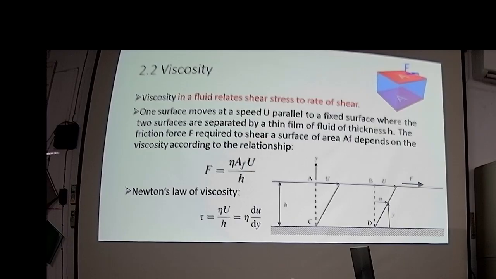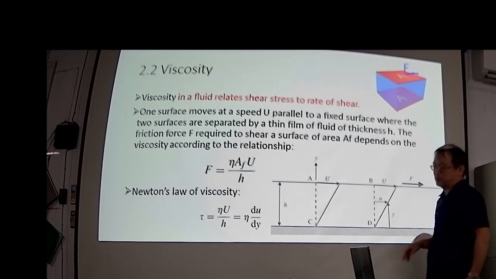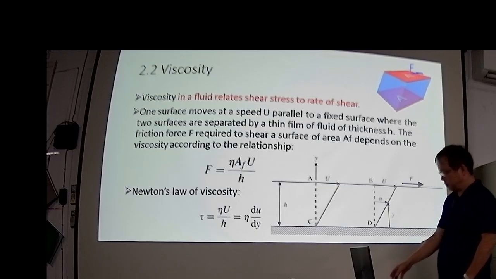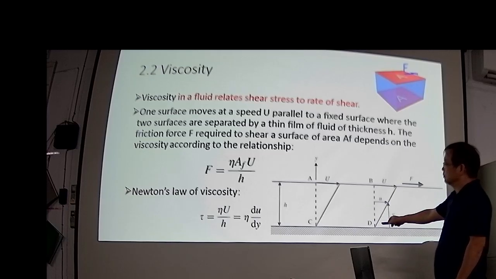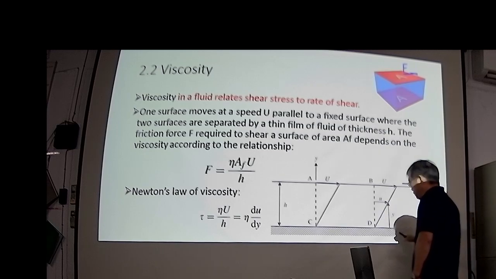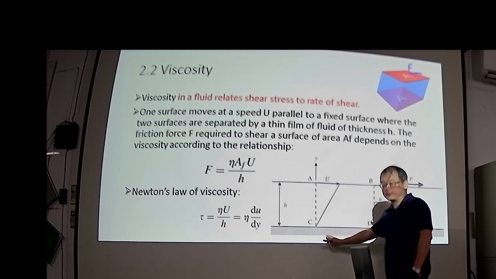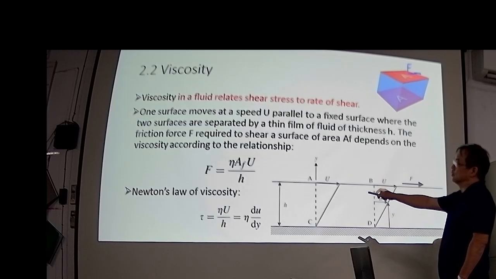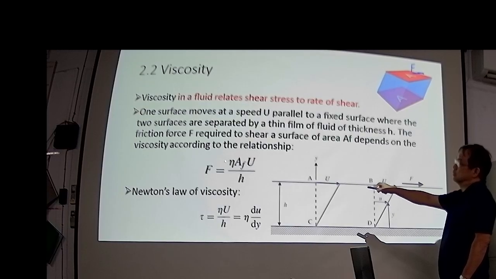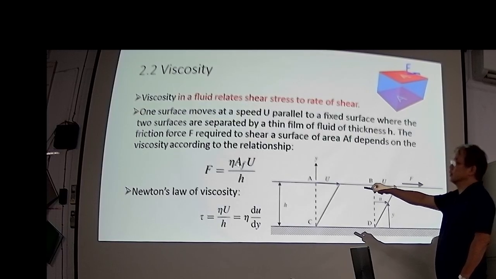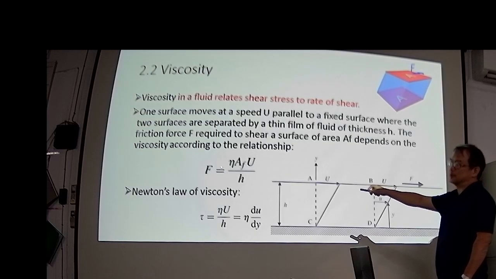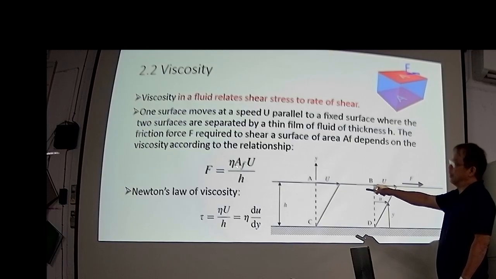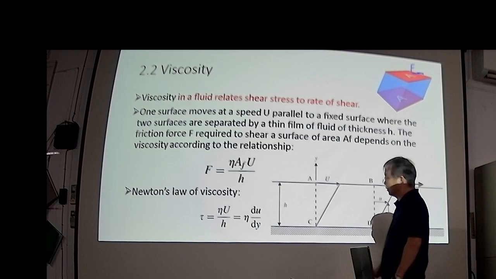Here is a friction surface, friction force F. Because the lubricant is a viscous flow, we will have friction between the lubricant and the fixed surface. And this one is the fixed one. So the relationship depends on this formula. Eta is the viscosity of the lubricant. AS is the bearing pad area.